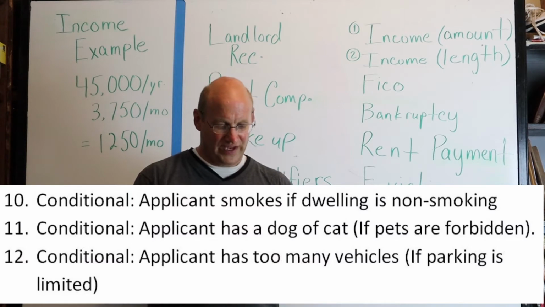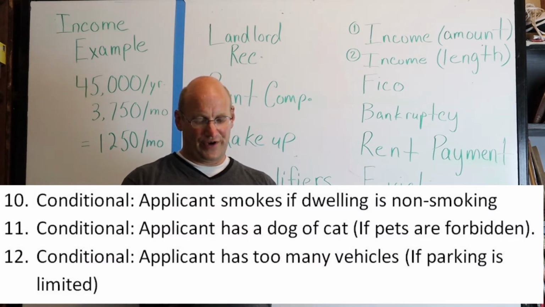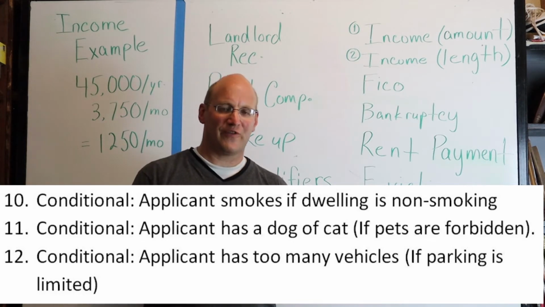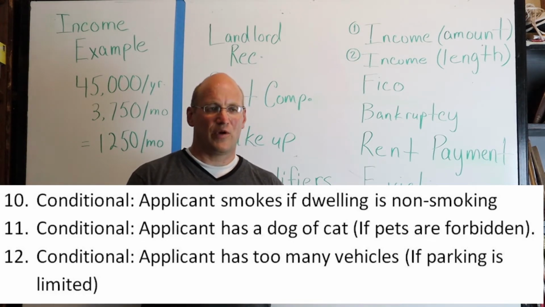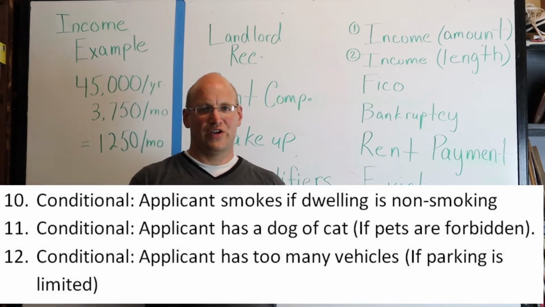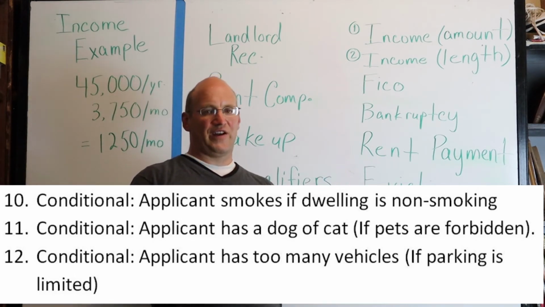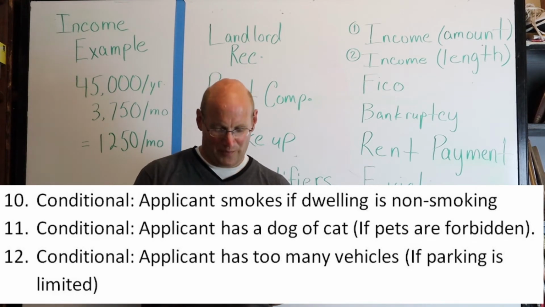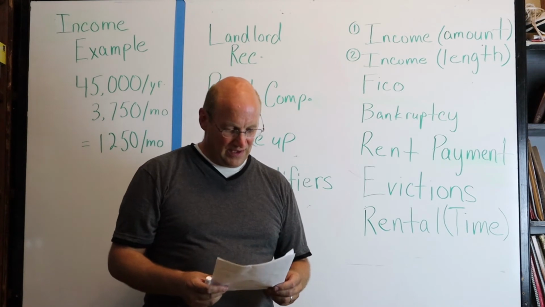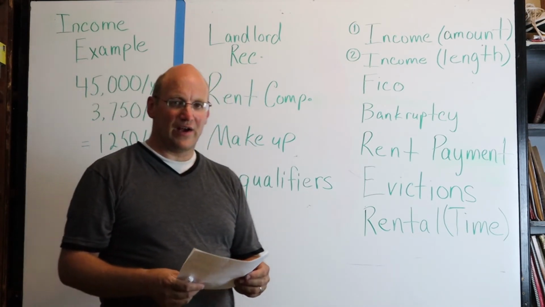And then conditional things. If you don't allow smoking or a dog, and he has too many vehicles, if somebody has 4 or 5 cars, we would pass these. I think we have 2 cars and a tent trailer. So possible we'd have to find a place to stash a tent trailer if there wasn't a lot of parking. But yeah, we'd probably qualify on that. Okay, so let's get into the qualifiers.